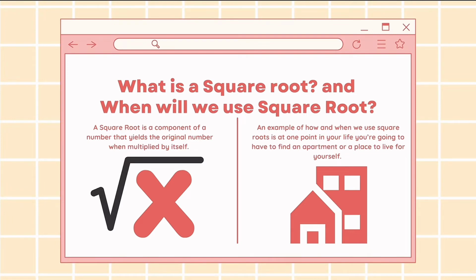When you're finding an apartment or a place to live for yourself, square roots are especially helpful because many people will find that it is a quicker and easier way to measure out how big your house or your place is, so when you buy furniture, it fits in your house.